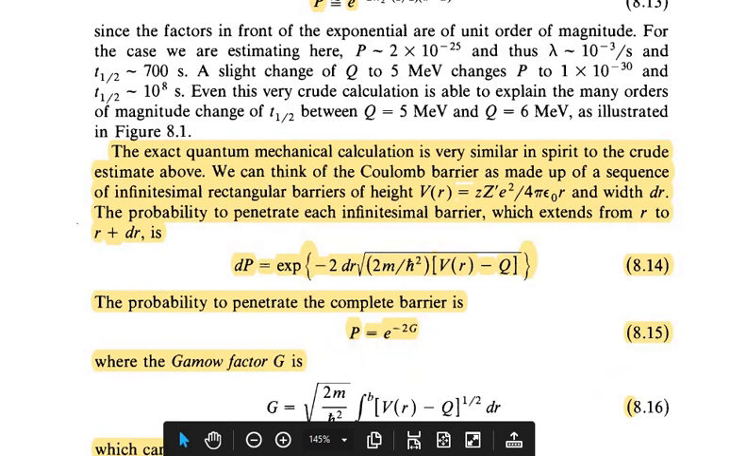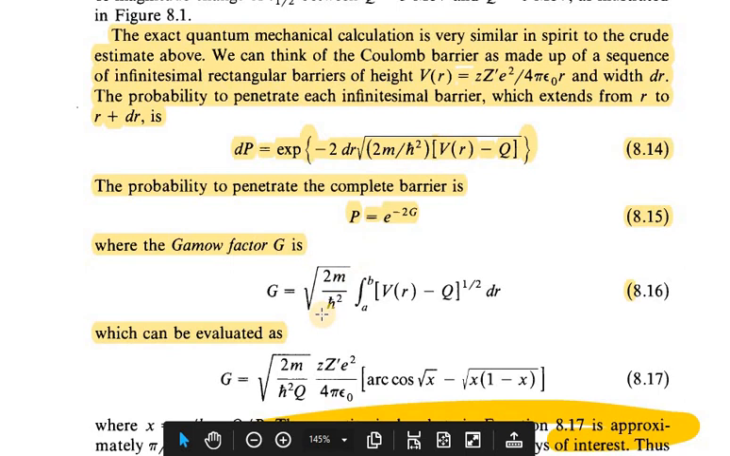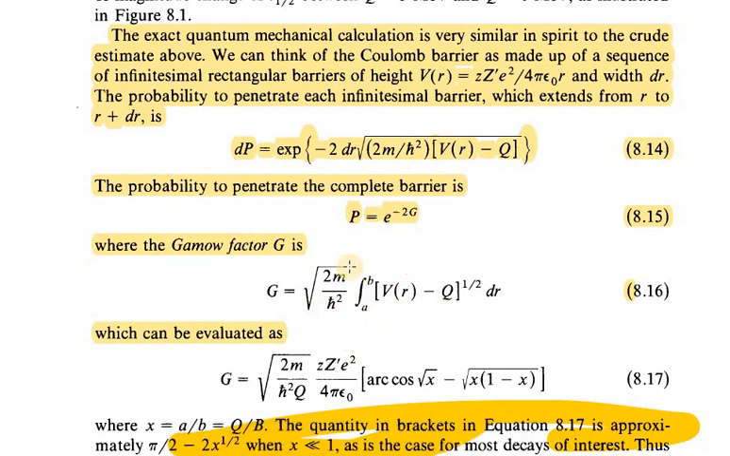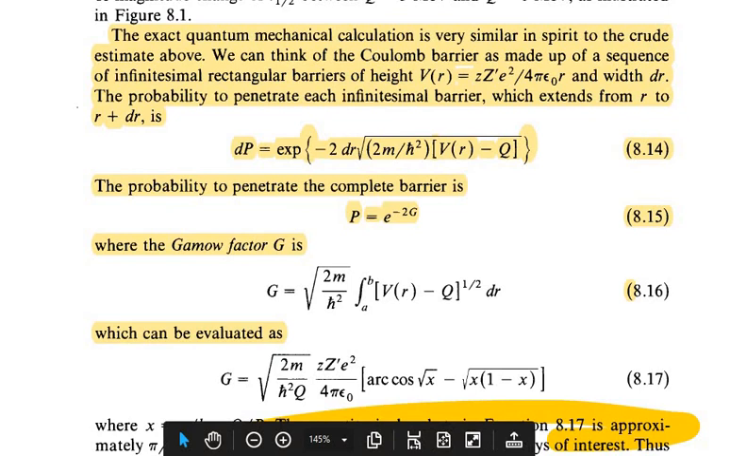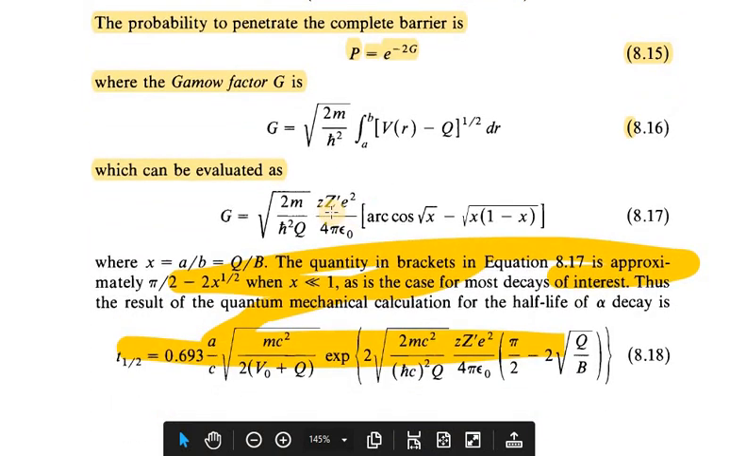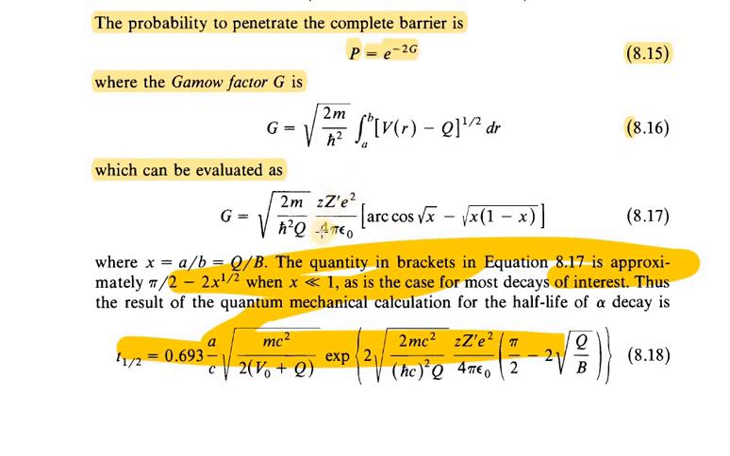where G is the gamma factor that is equal to the integral from a to b of square root of 2m by h cross square into V of r minus Q into whole power 1 by 2 dr, which can be evaluated as square root of 2m by h cross square Q, Z prime e square by 4 pi epsilon 0 Q into cos inverse square root x minus square root of x into 1 minus x, where x equal to a by b is equal to Q by B. The quantity in this bracket is approximately pi by 2 minus 2 x power 1 by 2 when x is less than 1, as is the case for most decays of interest.